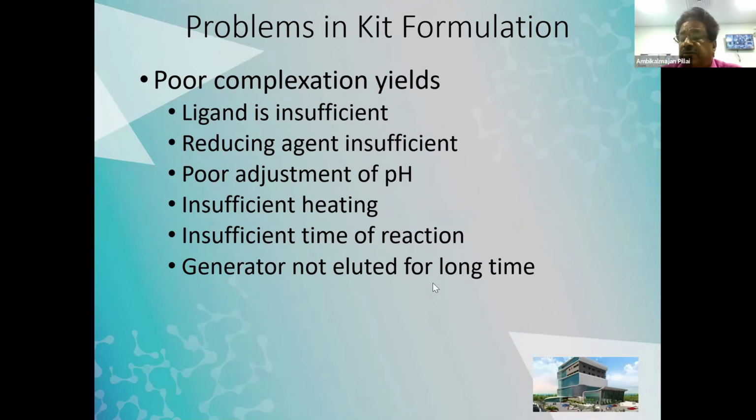And generator not eluted for a long time. You know what happens when you keep a generator just like that for about 2-3 days, technetium-99 is formed and that is going to be decaying to technetium-99g. And then that pertechnetate, what you take, might not sometimes work. So this is one of the problems which people are having, generator not eluted for a long time. Especially we tell people that, if the generator is coming on a Sunday, maybe if you do an elution and throw that activity, Monday the kits might work better.